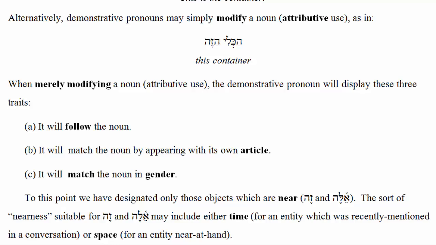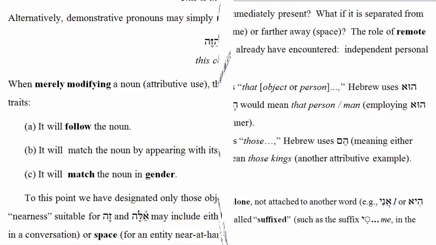As was commented a bit ago concerning the vocabulary terms for demonstrative pronouns, ze and ele, these describe objects that are near, either near in time or near in space. If instead you wish to refer to something farther away in time or farther away in space, then there are different words which you would use, namely hu and heim. Hu for masculine singular, heim for masculine plural. Let's take a look at those.